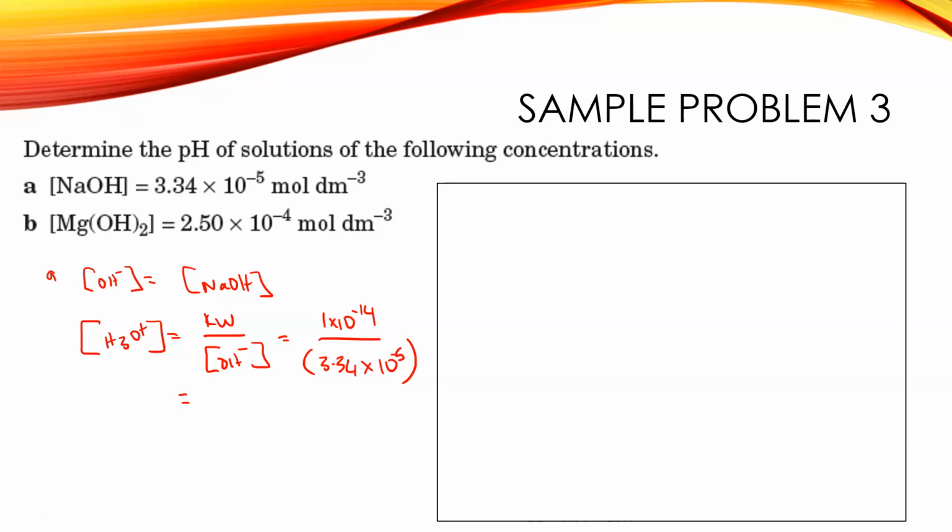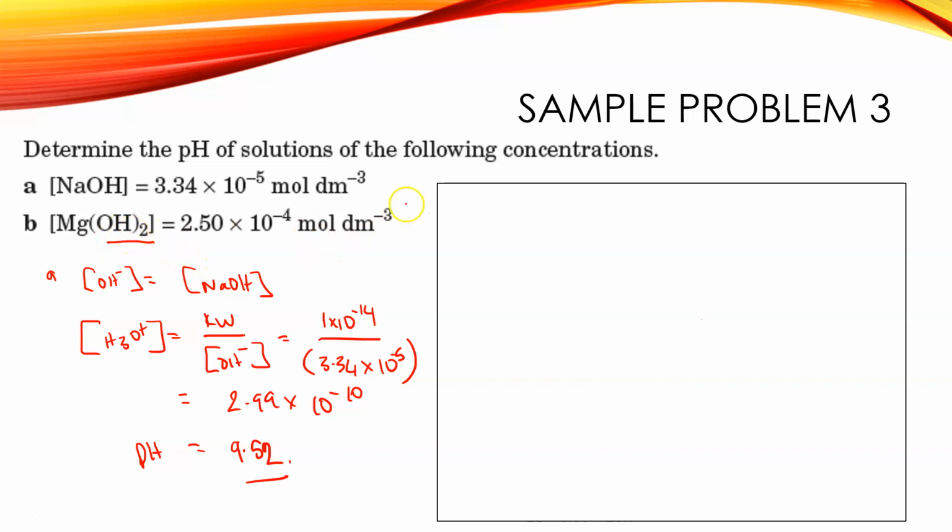So 1 times 10 to the negative 14, divided by 3.34 times 10 to the negative 5, and we get 2.99 times 10 to the negative 10, and we plug that into our negative log equation, and we will get a pH of 9.52.